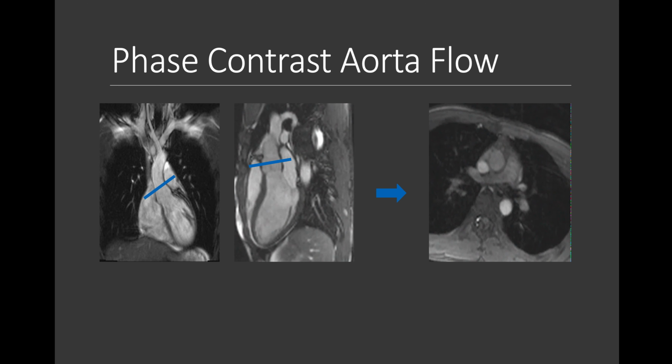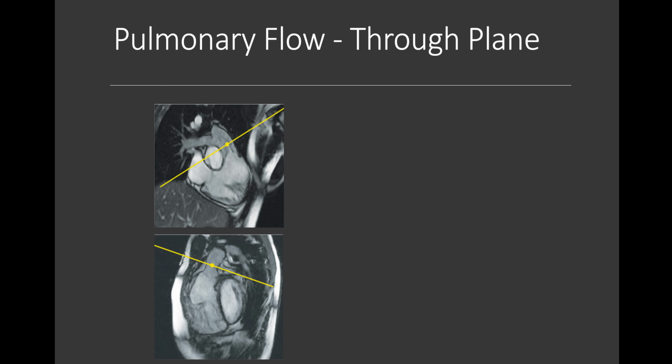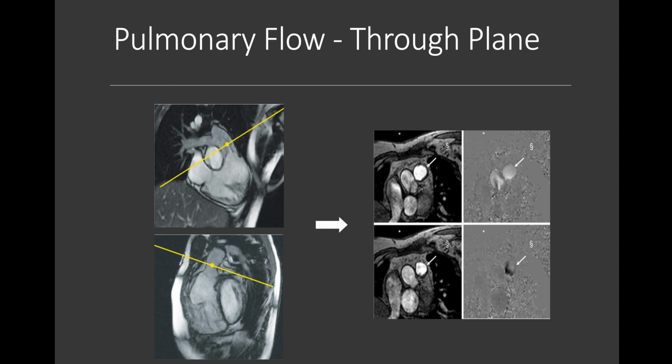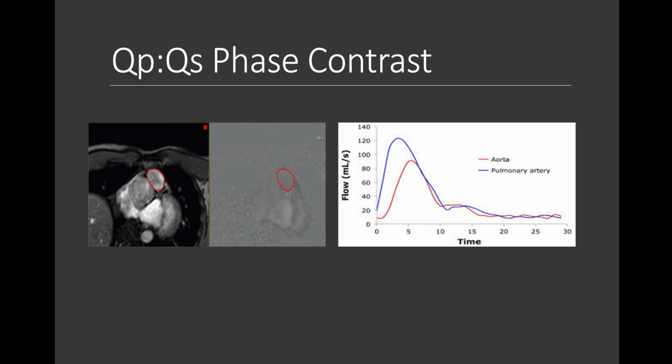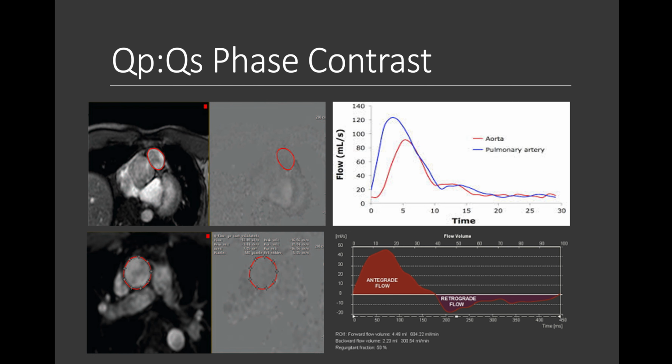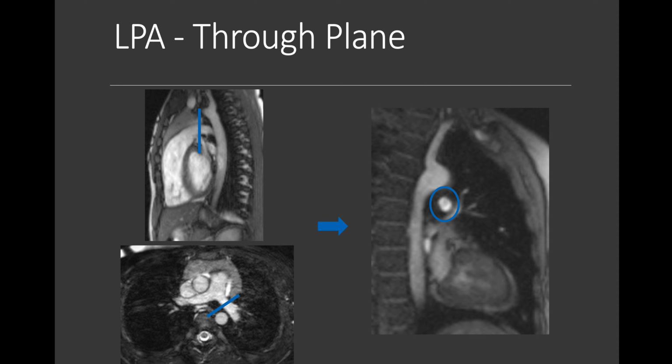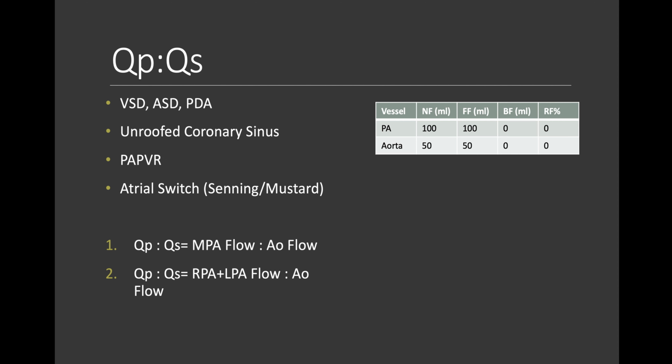This is the planning: two orthogonal views in order to obtain the aorta through plane, and the same, perpendicular to the pulmonary artery in two orthogonal views, in order to obtain correct planning of the pulmonary flow. Then we would be able to measure the forward flow and the backward flow in each vessel, and if we can calculate the net flow, then we can measure the QpQs. The same we could do for the LPA and RPA.